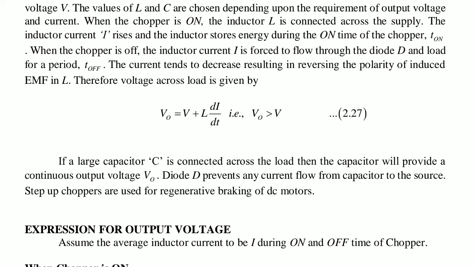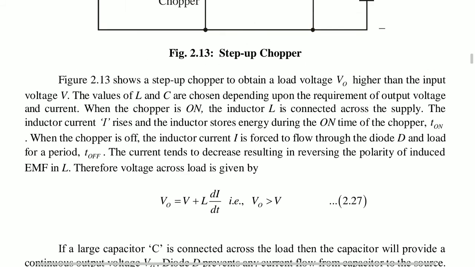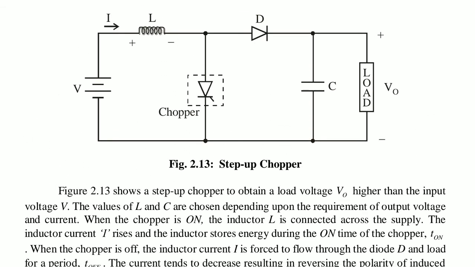Step-up choppers are used for regenerative braking of DC motors. There are also very wide applications of step-up choppers, such as battery operated vehicles, and wherever more output voltage is required as compared to the input voltage. So it has enormous applications in power electronics and in electrical and electronics machineries. I think you have got the complete operation, or the working principle, of this step up chopper.